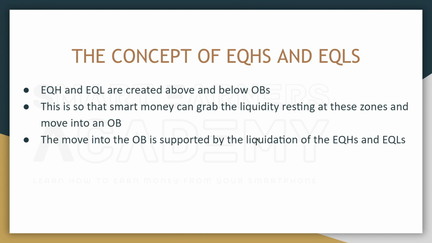So let's begin. Now, the concept of equal highs and equal lows. Equal highs and equal lows are created above and below order blocks, right? And this is where you will always find equal highs and equal lows, above or below order blocks. This is so smart money can grab the liquidity resting at these zones, at the equal highs and equal lows, and move into an OB, right? And the move into the OB is supported by the liquidation of the equal highs and the equal lows.